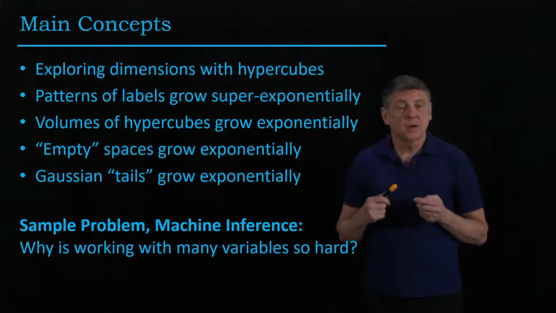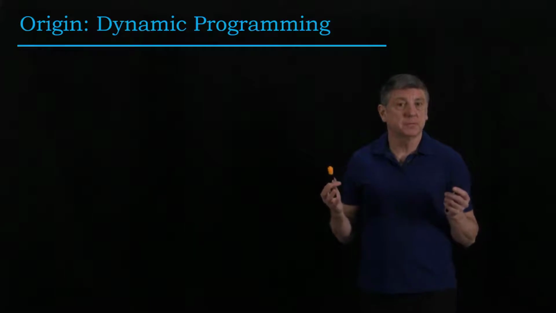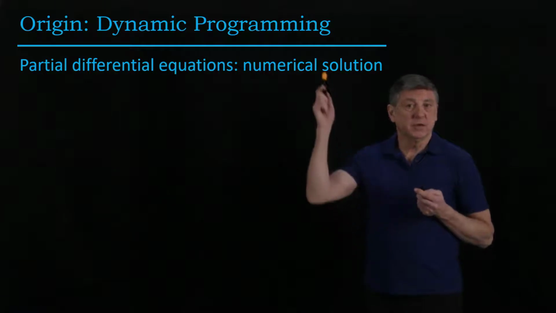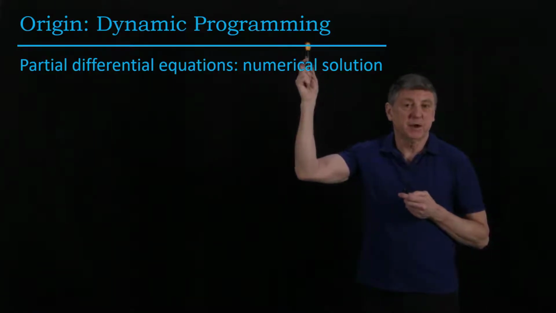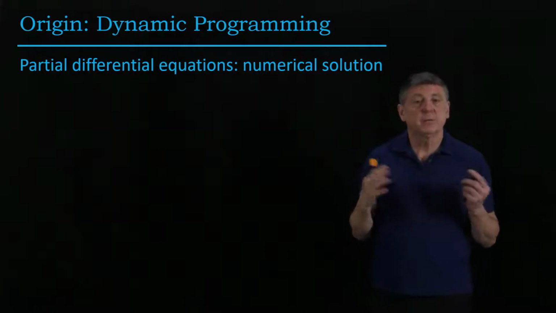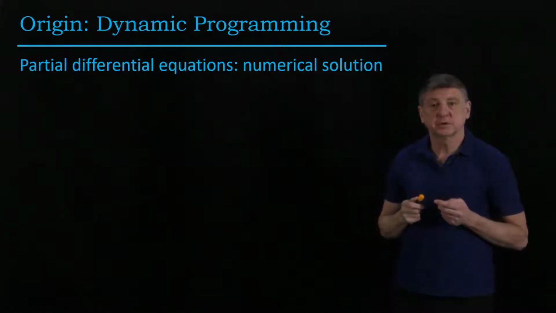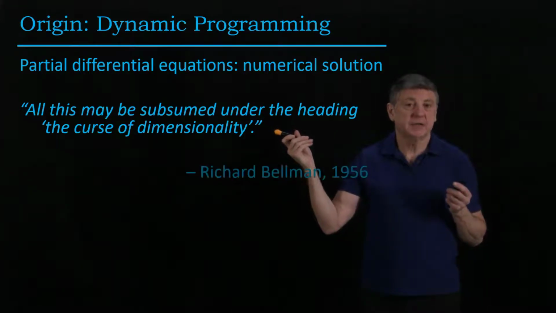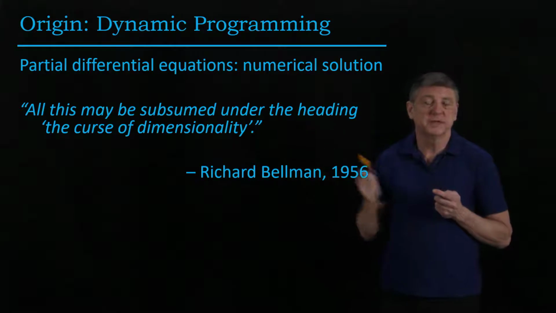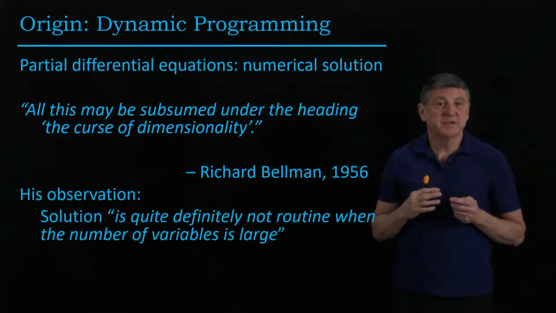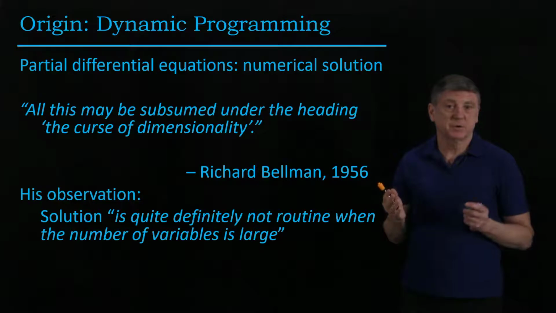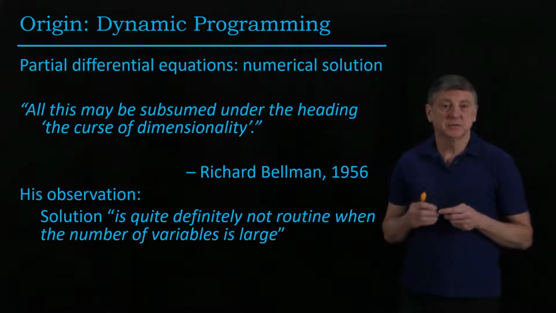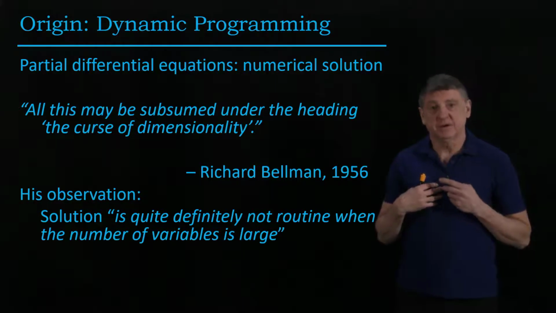Well, this term comes from dynamic programming, and Richard Bellman in 1956, he not only invented dynamic programming, he invented the name dynamic programming, and what he was trying to do was solve large numbers of partial differential equations. He came up with the term the curse of dimensionality to try to describe some of the problems that he was seeing. His observation is perhaps one of the greatest understatements I've come across in computing science, which is that the solution is not routine. When he says not routine, I'm going to say really, really hard.